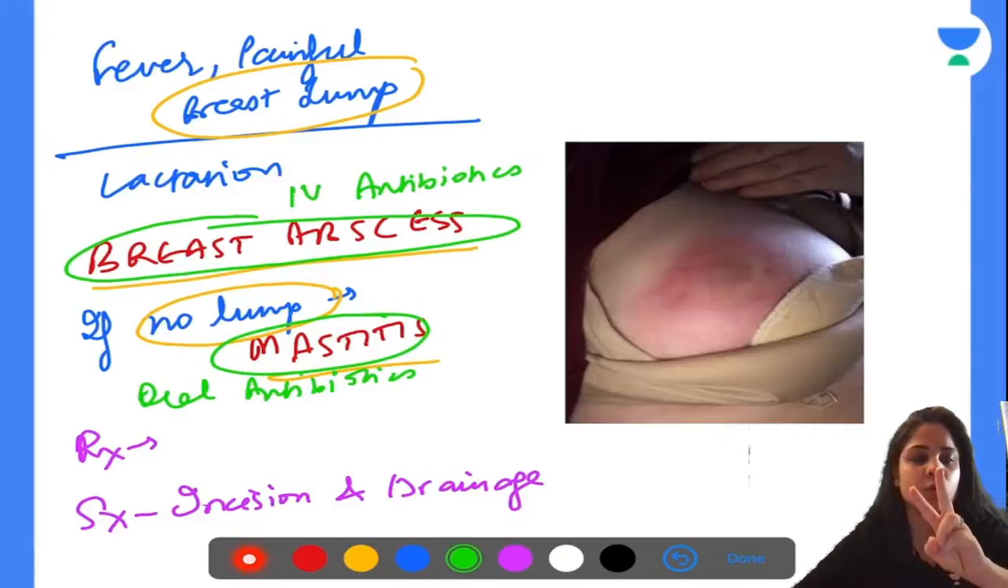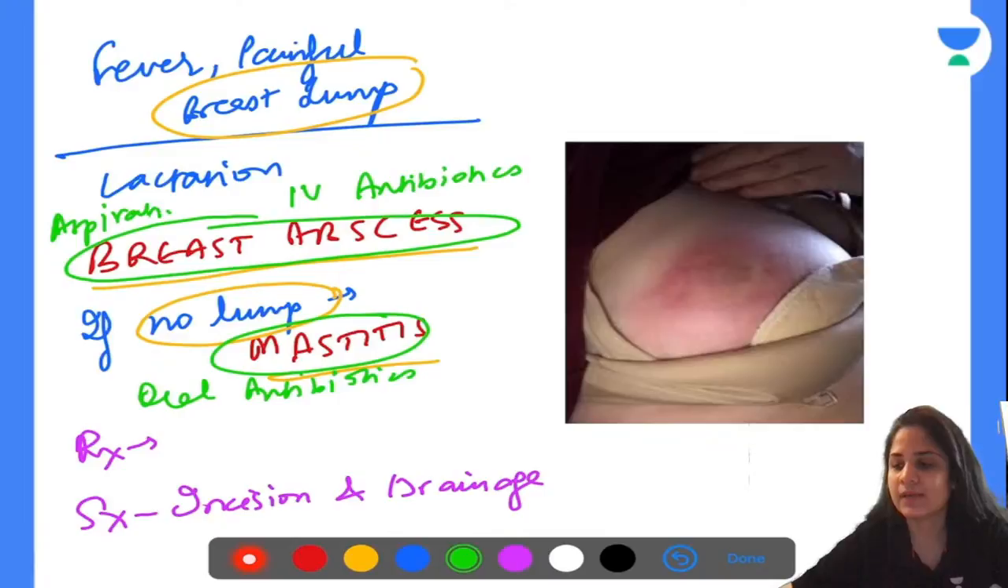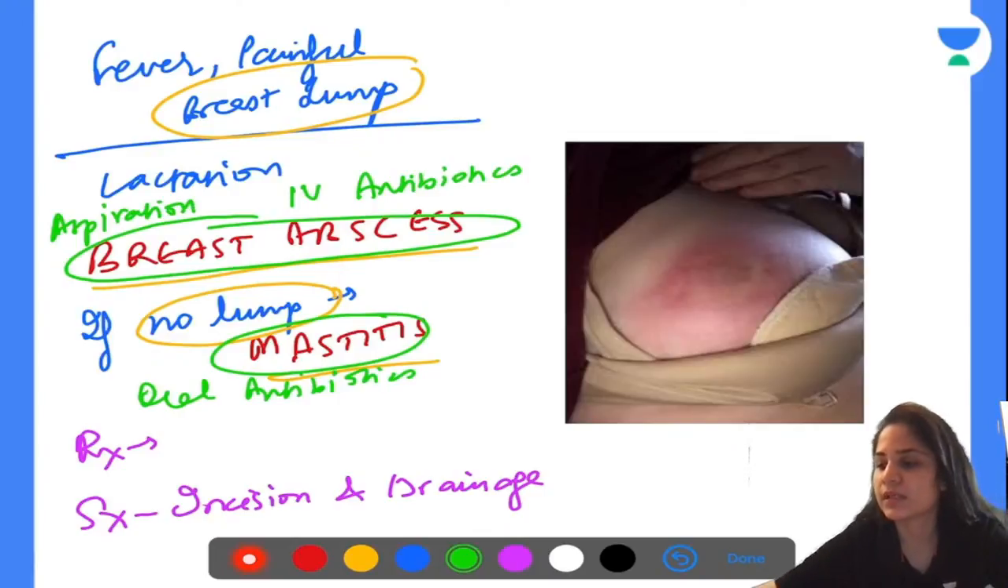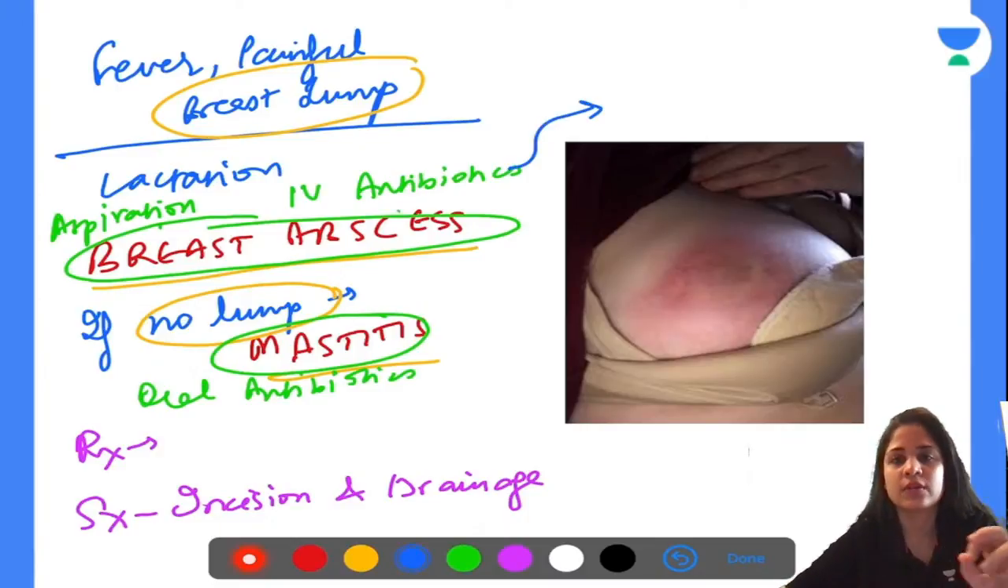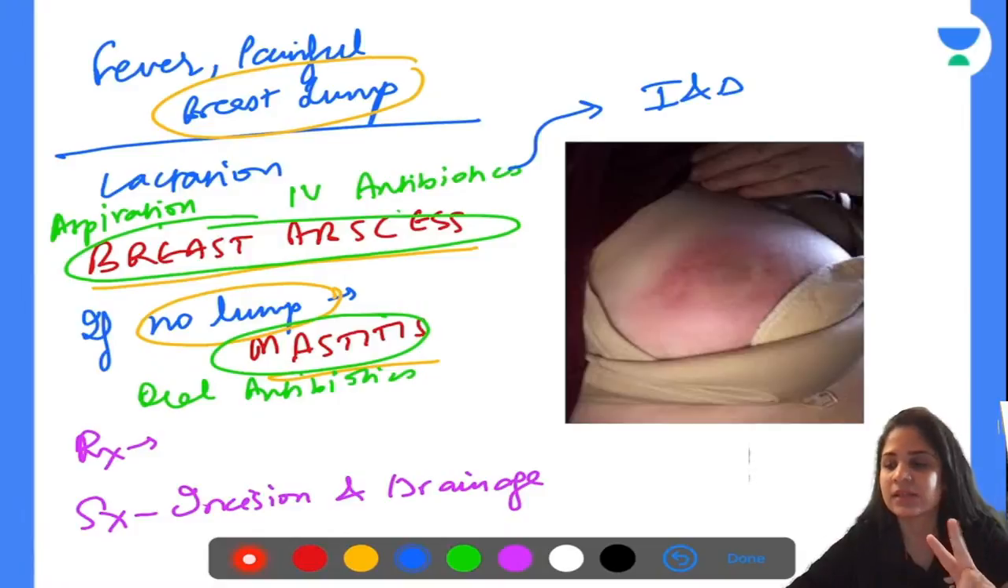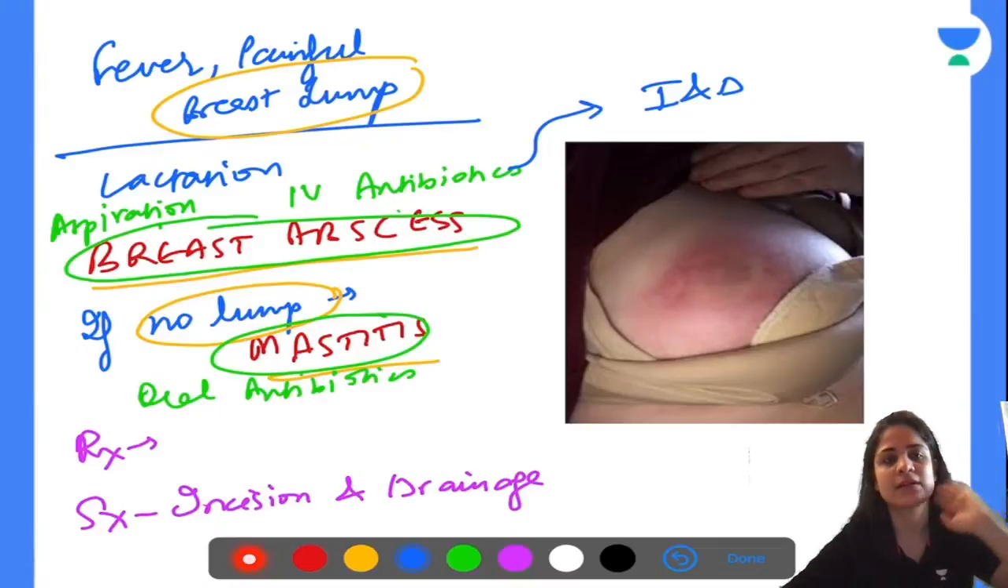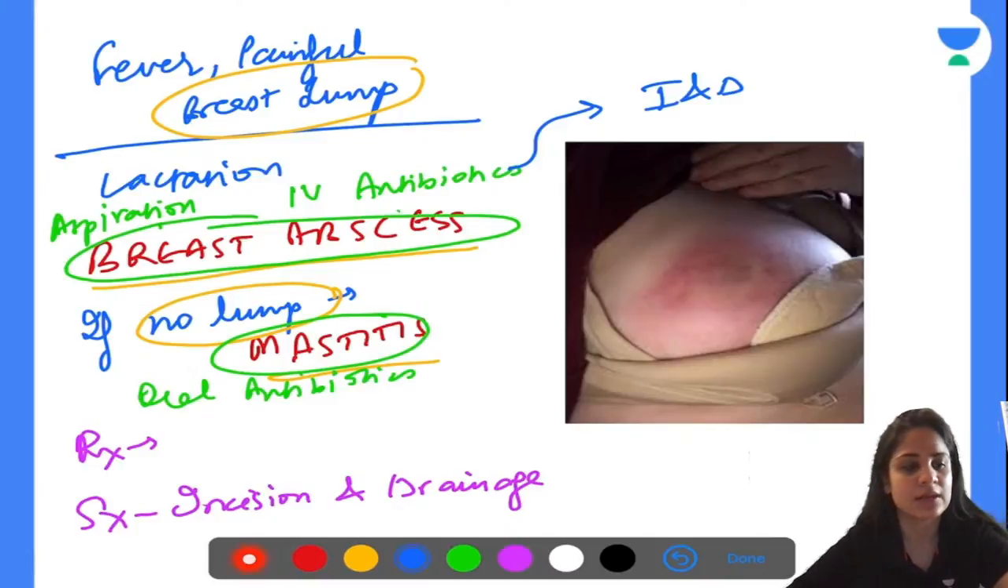Okay, only when both of these things are not working, only when aspiration and IV antibiotics are not working, you will go for the next thing, that is incision and drainage. So the indication for incision and drainage in a breast abscess will be if the abscess continues to persist despite IV antibiotics and aspiration, and the second indication is if you have a recurrent breast abscess. Okay, so you have already aspirated, you've started on IV antibiotics, it has resolved. After a few months you see again the mother is having a recurrent breast abscess, so in that case do a proper I&D. Okay, all right.